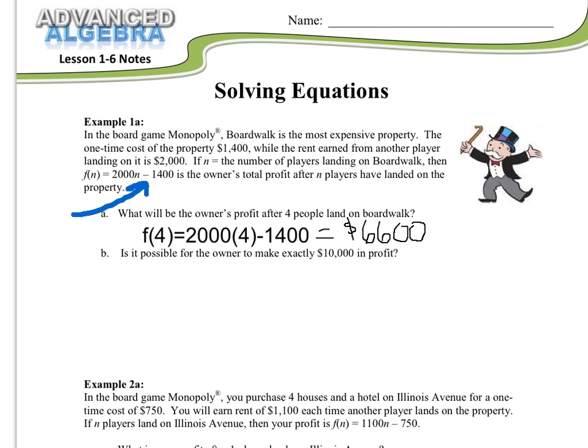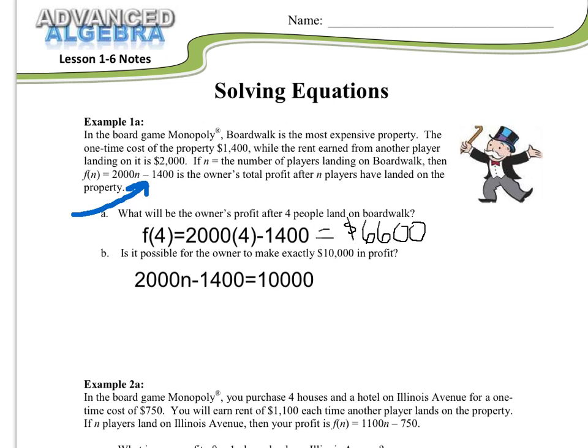Part B, is it possible for the owner to make exactly $10,000 in profit? Now, instead of plugging that 10,000 in for n, that's actually what that whole function is going to be equal to, because that's the profit. So we want to solve for n in this case. We want to know how many players have to land on Boardwalk for that owner to make $10,000.